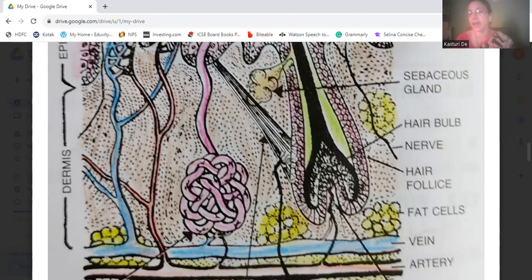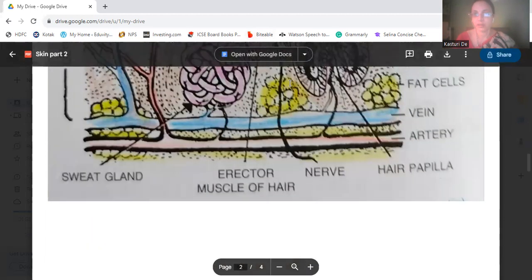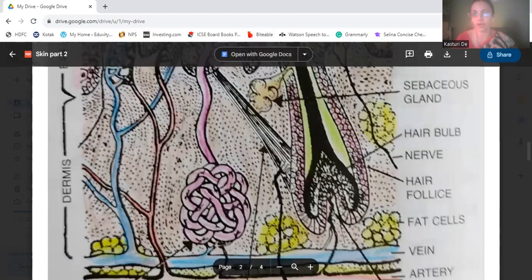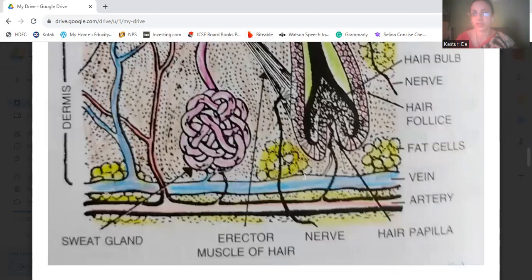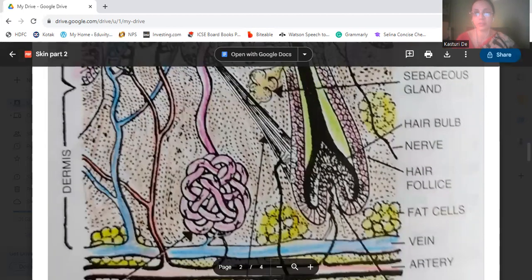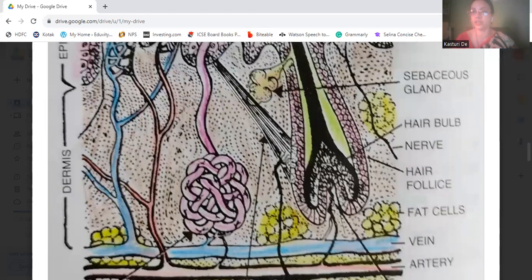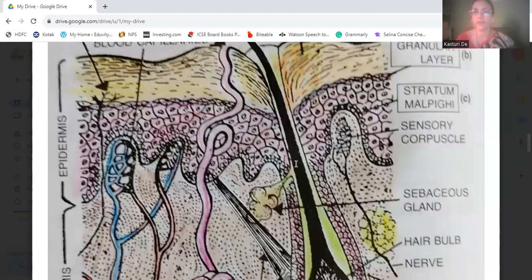And this has the blood supply. This is the hair follicle. You can see the depression inside the dermis. This depression is the hair follicle. Now this is the erector muscle which is supporting the follicle.